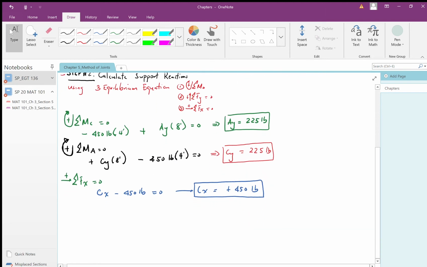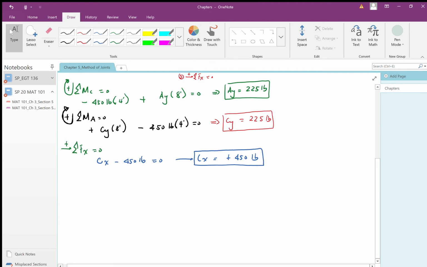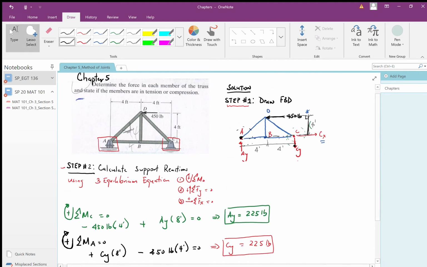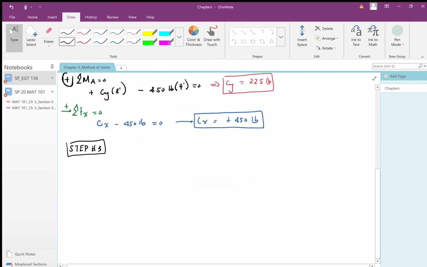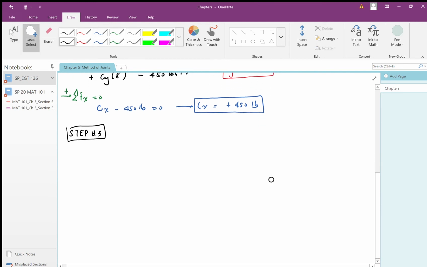Okay, now that I've done that, I want to calculate my third step, step 3. I want to look at the individual joints. So I'm just going to copy this real quick and bring this down with me so we can see it. Copy. I'm going to paste it here.